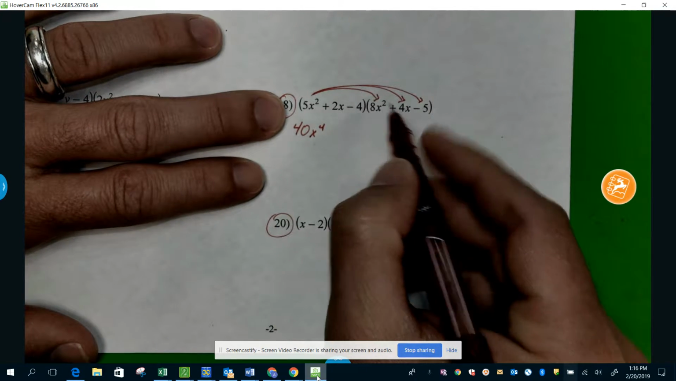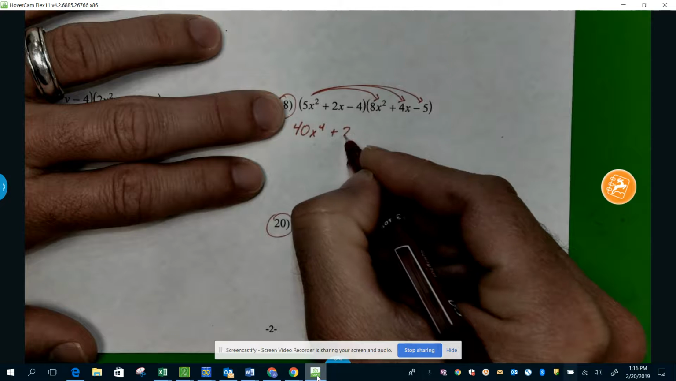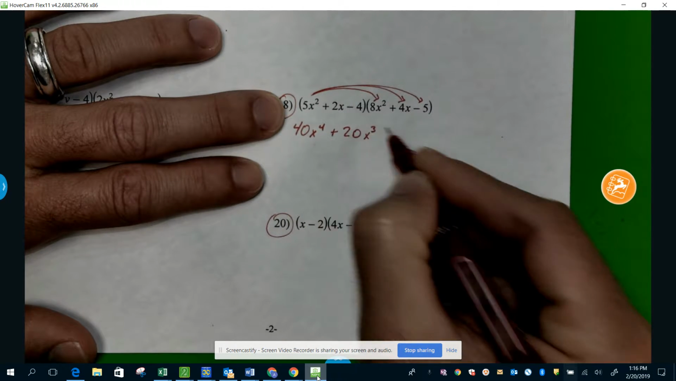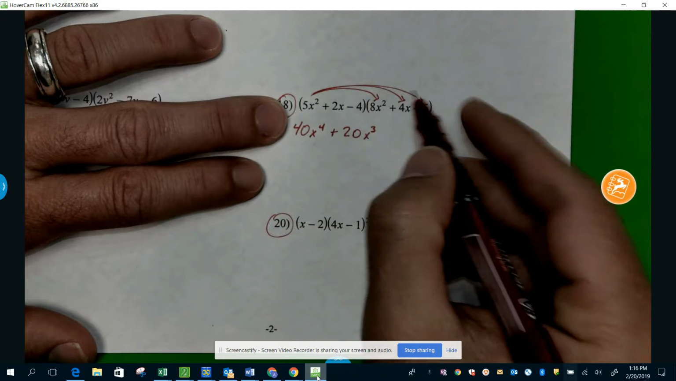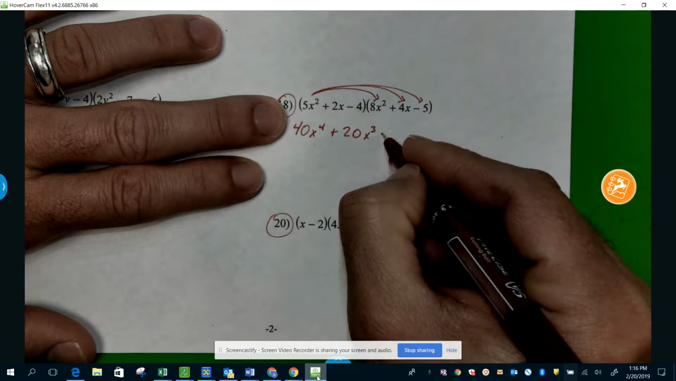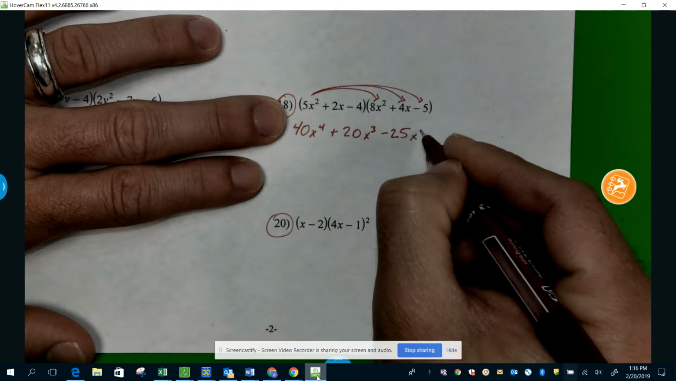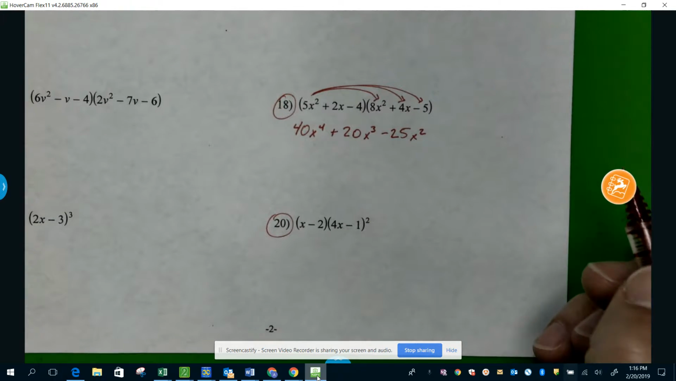5x squared times 4x. 5 times 4 is 20. And then x squared and x, that's x to the third. 5x squared times negative 5. 5 times negative 5 is negative 25. X squared, nothing else there, so we'll just leave that as x squared.